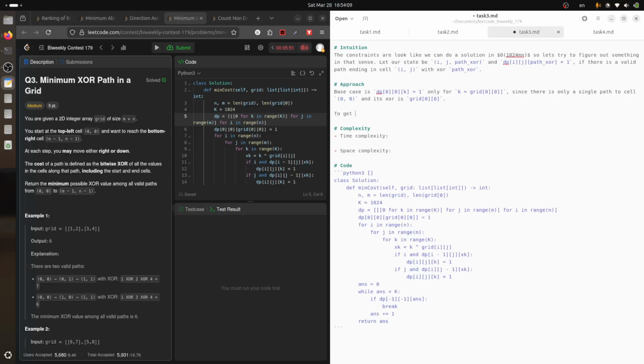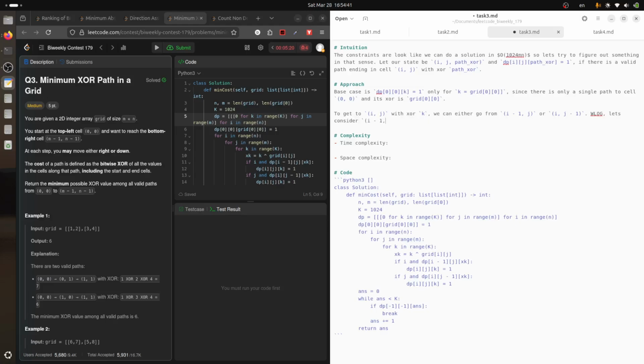Now to get to (i, j) with XOR k, we can either go from (i-1, j) or from (i, j-1). Let's consider (i-1, j).